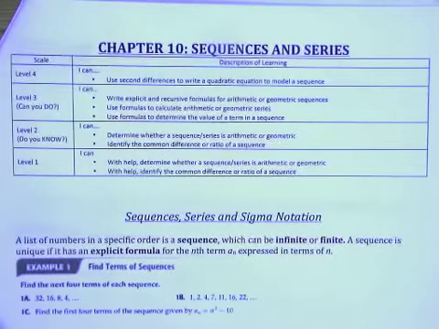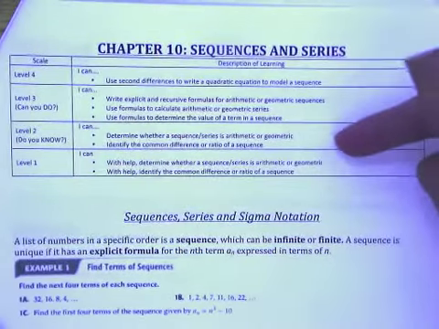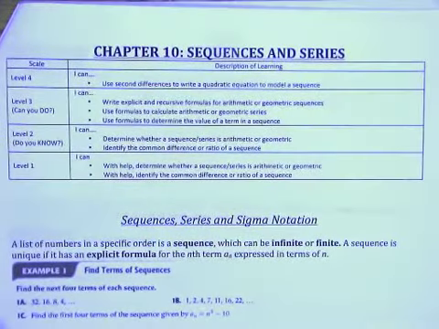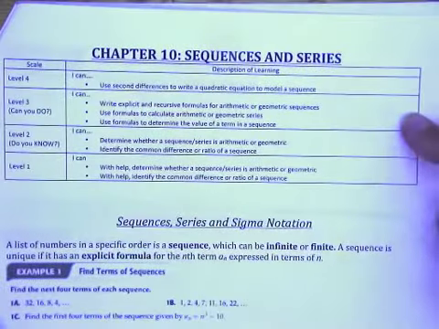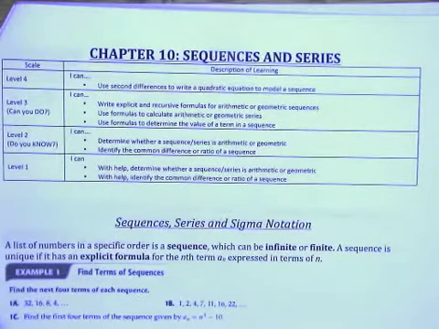In Chapter 10, we're learning about sequences and series, and you see that in your notes I've added this scale of learning, and it describes or gives you an idea of where you are as we're going along. Do you know? Can you do? Level 3 is pretty much meeting standard. Level 4 is you're exceeding expectations.